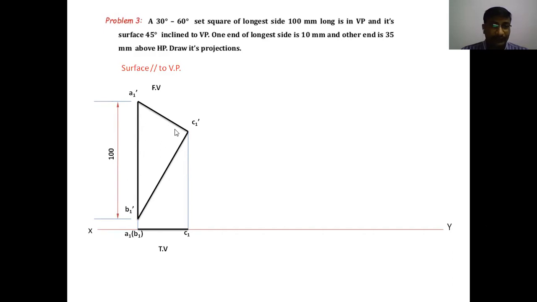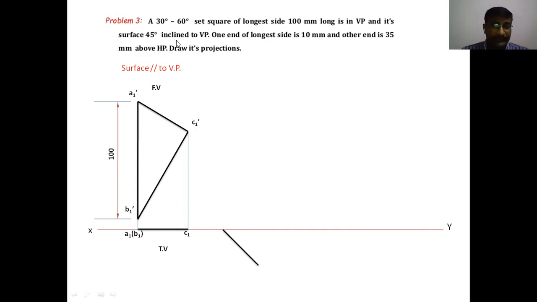First, you have to draw the front view. From that front view, you have to project the points onto the XY line. Then we will get the top view. Top view looks like a line and front view is a set square. It is a true shape. Next, let us go for the second stage. That is the second position.